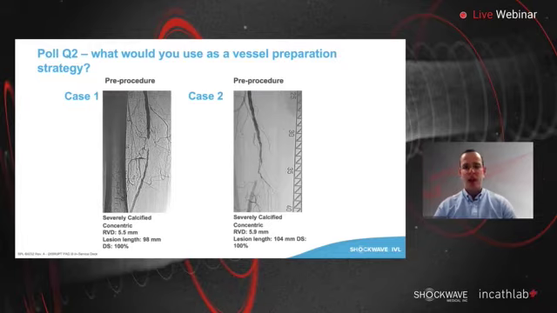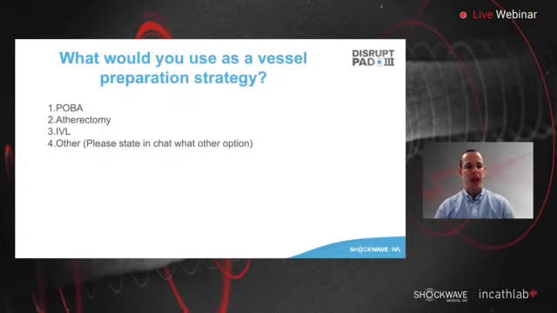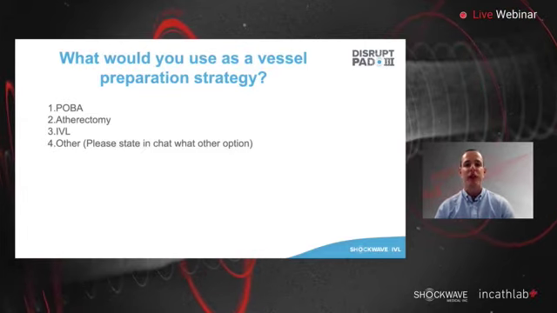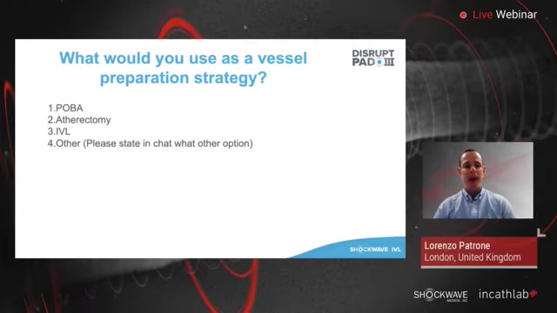So it's very nice. We're going to launch the second poll then. As Professor Tepe said, what would we use as a vessel preparation strategy in these 2 cases? Answer A is POBA, so simple PTA. Answer B, atherectomy, any kind of atherectomy device. Answer C is IVL, and answer D, other, so any other thing that comes to your mind.